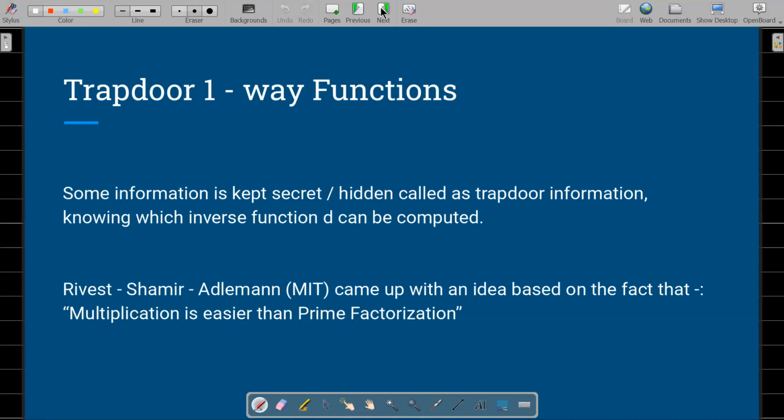Many people started trying on this idea. Rivest, Shamir, and in fact really many people started working on the idea of Diffie and Hellman, because they just gave a paper in principle, but did not give any particular algorithm or method. And Rivest, Shamir, Adleman from MIT came up with one such idea, based on the fact that multiplication is easier than factorizing a number.